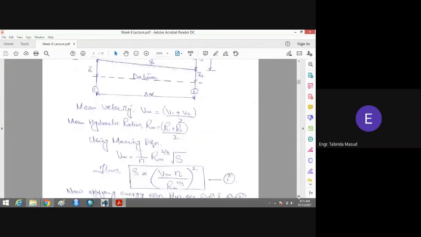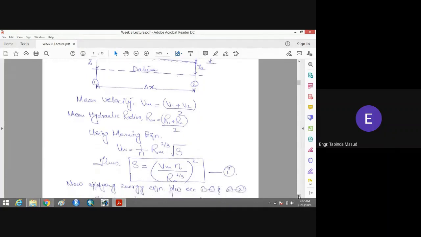This is the Manning equation for the velocity of the flow, and you can see from this Manning equation I have got the value of the slope of the energy line. So this is your equation number 1. And now we will start the derivation for the direct step method.